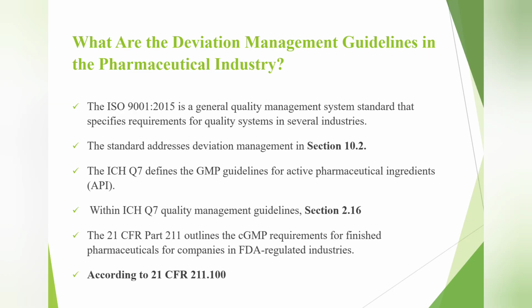Let's go next. What are the deviation management guidelines in the pharmaceutical industry? First one, ISO 9001:2015 is a general quality management system standard that specifies requirements for quality systems in several industries. The standard addresses deviation management in section 10.2.